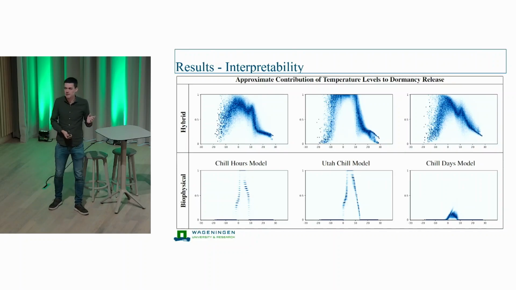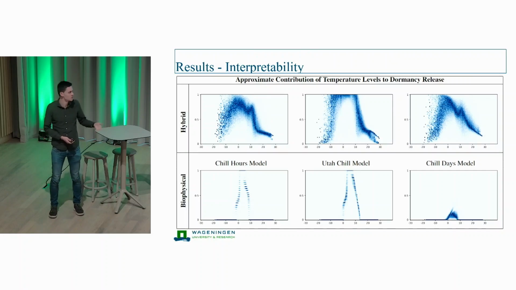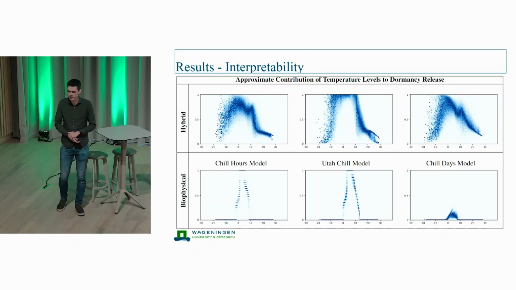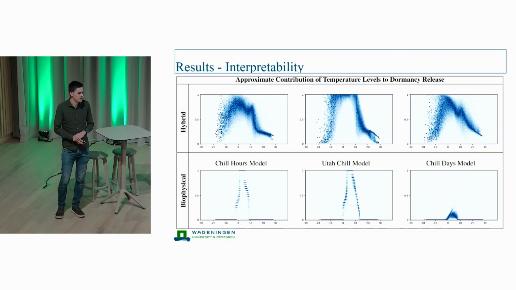And the second thing that we observed was that the temperature range at which this phenological contribution actually occurs is much wider than any of these biophysical models that we display on the bottom. From that we conclude that the function that we actually learned might not be quite biophysically plausible, let's say.